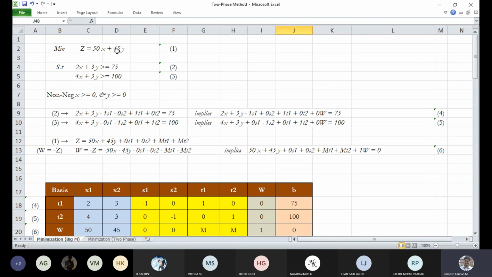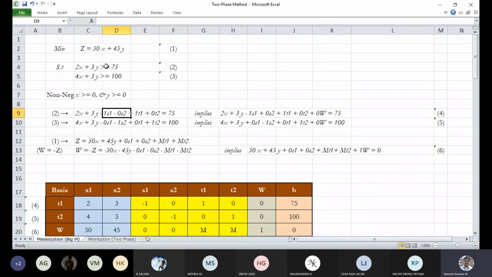Now this is a problem that involves an artificial variable. Since the constraints have the greater than or equal to symbol, we will subtract a surplus variable and add an artificial variable. So first we will take equation 2: 2x plus 3y. In order to convert this inequality into an equation, we subtract the slack variable, minus 1 s1. And we also know that there is another slack variable in equation 2, so we subtract 0 s2.